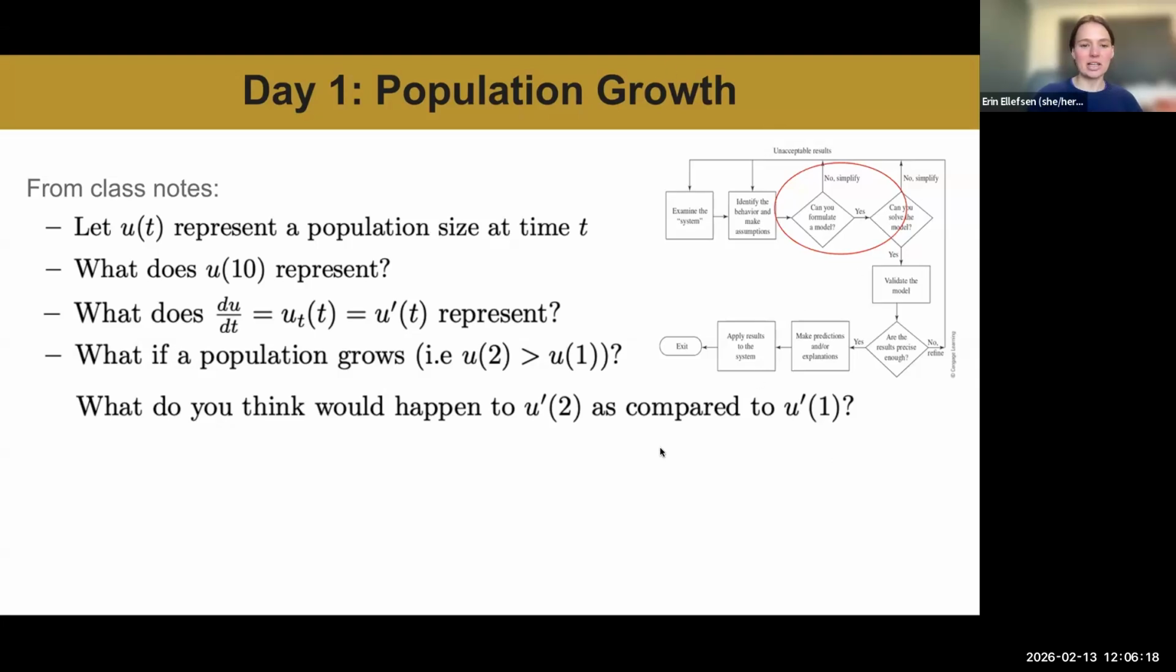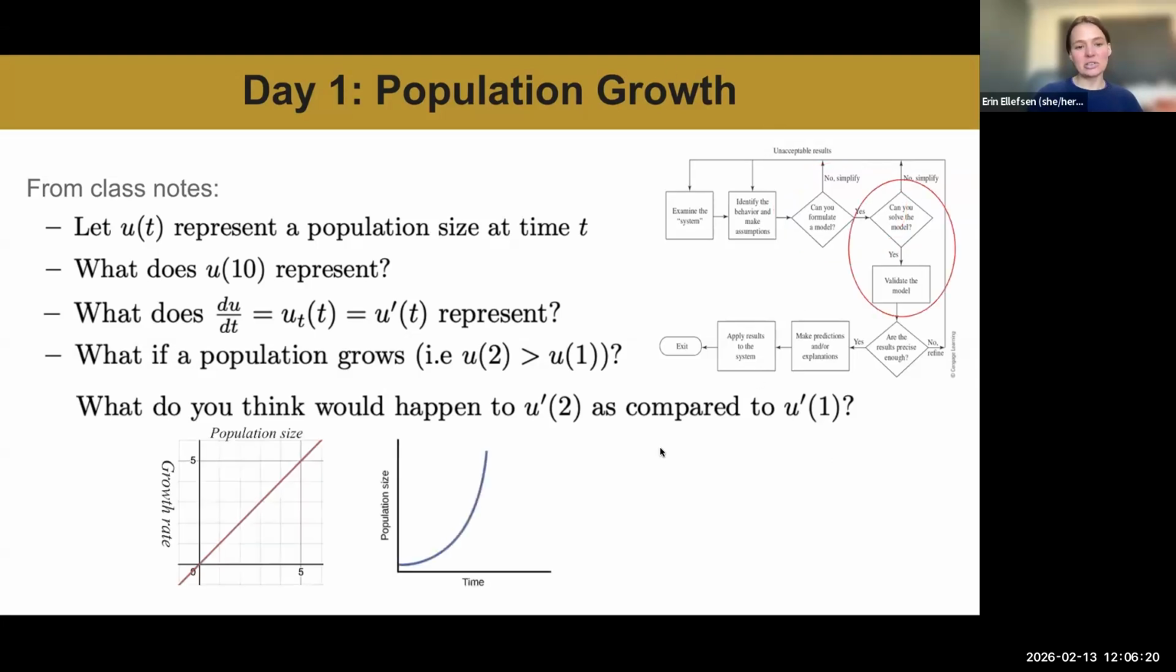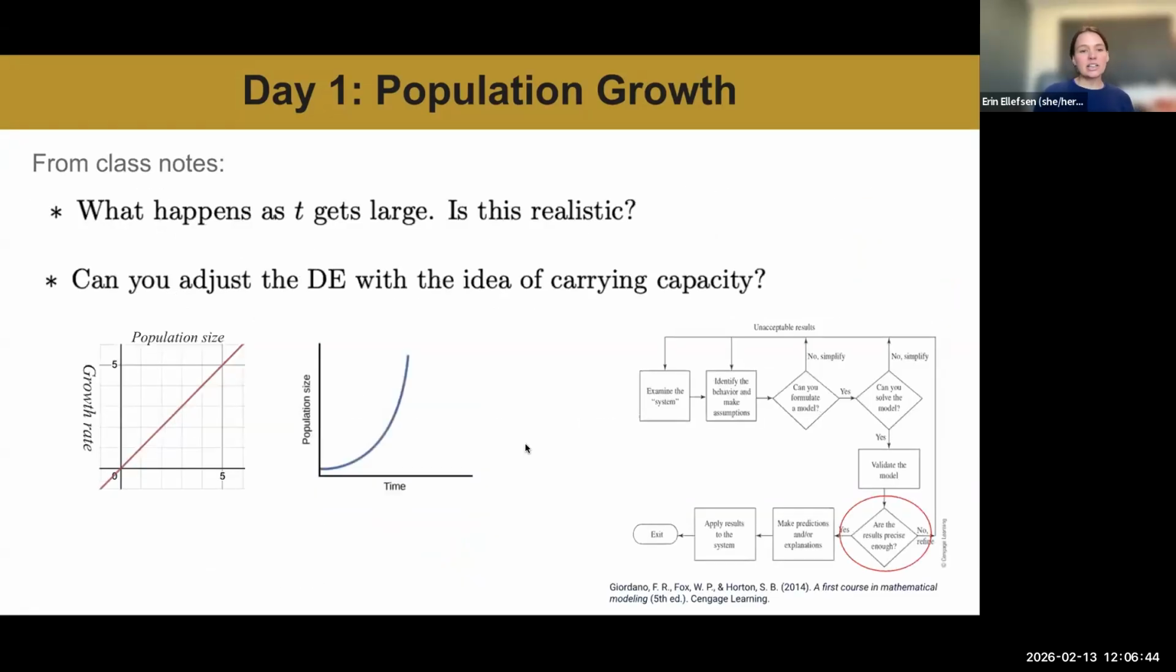Okay, we're trying to formulate a model, and we're also getting used to comparing population size versus its growth rate rather than population size versus time. And so that's another thing. We start drawing these pictures comparing U and U prime so we can start to get a feel for what a differential equation looks like. All right, and so then we continue on and we start talking about whether this population makes sense.